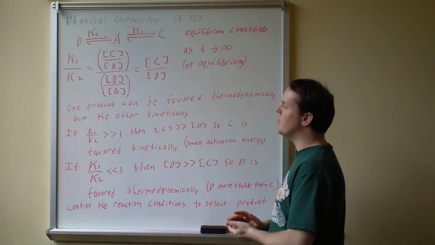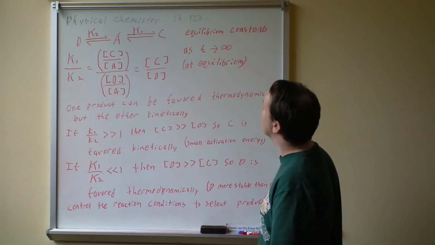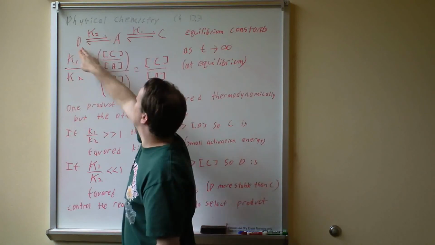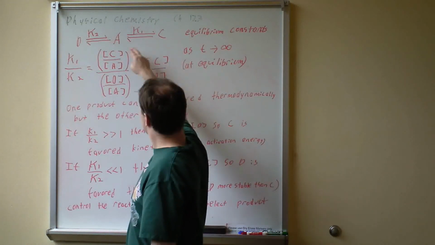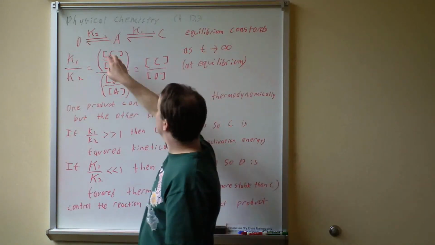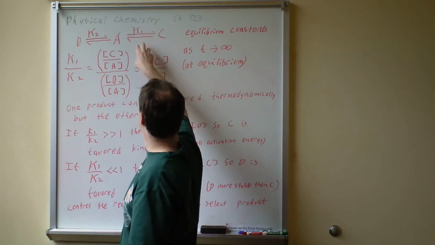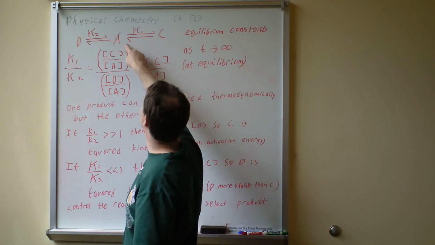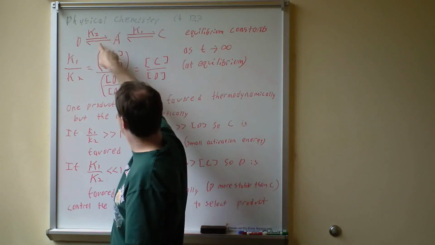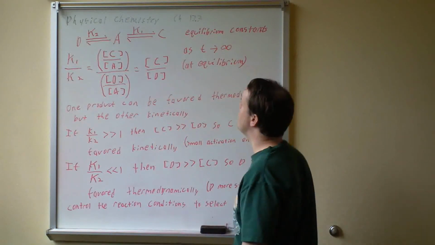All right, continuing on physical chemistry, chapter 17, section 3. We're talking about two competing reactions and what happens if they're reversible. So now we have A in equilibrium with D and A in equilibrium with C. So we have an equilibrium constant for each of those reactions. For the first reaction, we have capital K sub 1, the equilibrium constant for A in equilibrium with C. And for the second reaction, we have capital K sub 2, the equilibrium constant for A in equilibrium with D.